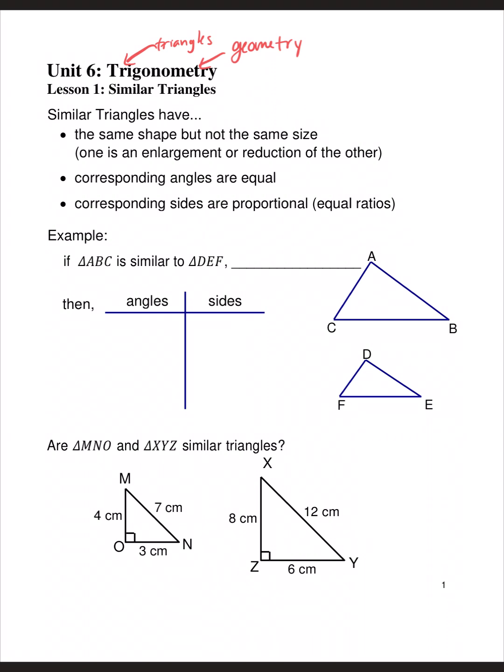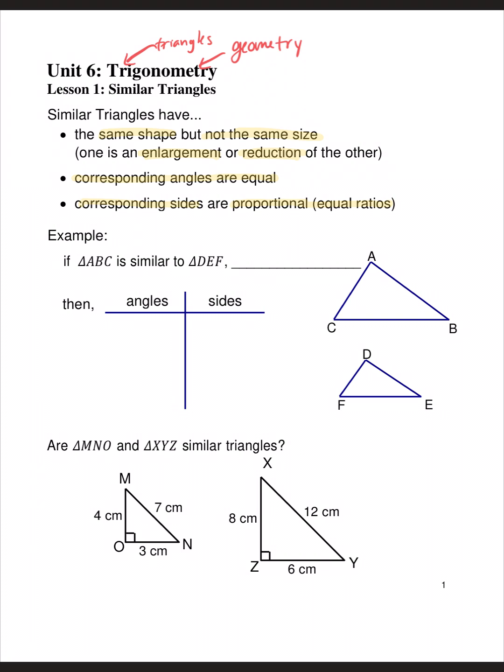Similar triangles have the same shape, but not the same size. So let's just highlight some of this information. Same shape, not the same size. Basically it's taking a triangle and either enlarging it or reducing it. But it's enlarging or reducing at a scale, so it's still proportional to where it first started. In a similar triangle, corresponding angles are equal, so we'll talk about what this looks like. And corresponding sides are proportional, which means that the ratio of the sides are equal to each other.